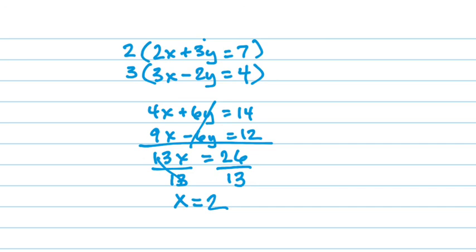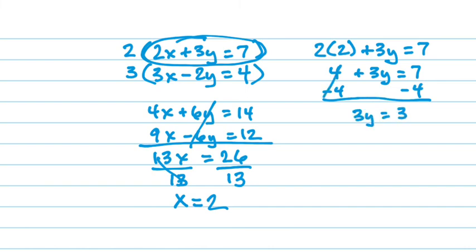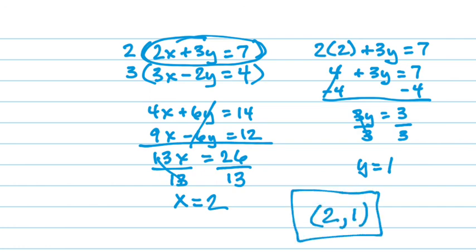Now that I know one value, I can simply substitute it into one of the original equations to get my second value. And it doesn't matter which one. I'm just going to choose this one just because it's handy. So 2 times the 2 that I got for x plus 3y should equal 7. 2 times 2 is 4 plus 3y equals 7. We'll subtract the 4 from both sides to get the variable term by itself, which gives me 3y equals 3. And last step, of course, is always to divide by the coefficient, so y is equal to 1. Final step, write it as an ordered pair, (2, 1).